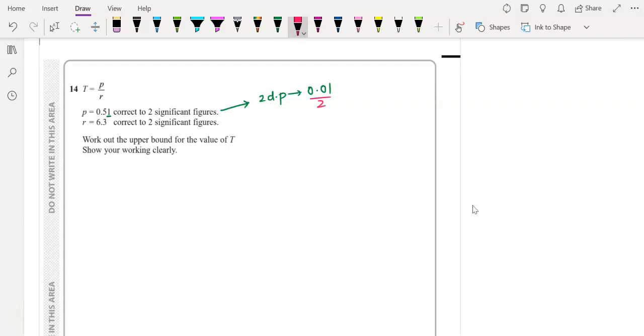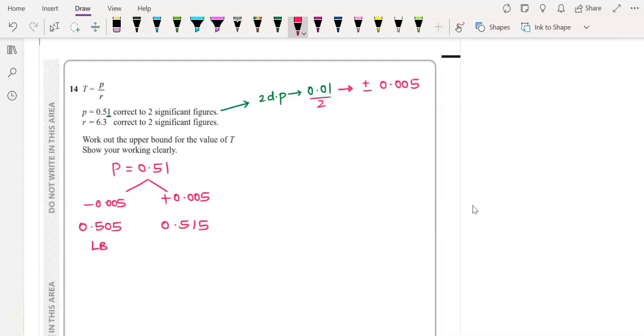You divide it by 2. So to get the upper and lower bound, you need to add or subtract 0.005. Okay, so let's work it out. So p is 0.51. You add and subtract 0.005. When you add 0.005, you will get 0.515, and when you subtract, you will get 0.505. So this is the lower bound and this value is the upper bound.